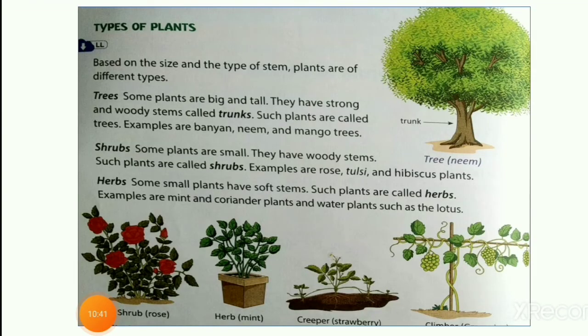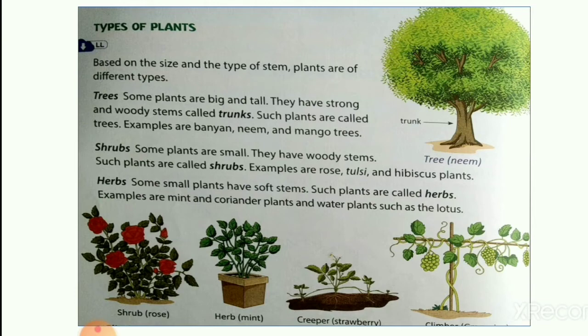So now next is shrubs. Next type is shrub. Some plants are small, they have woody stems. Such plants are called shrubs. For example, rose, tulsi and hibiscus plant. Here you can see the shrub plant is given. It is of rose. Yes, so it is a shrub.